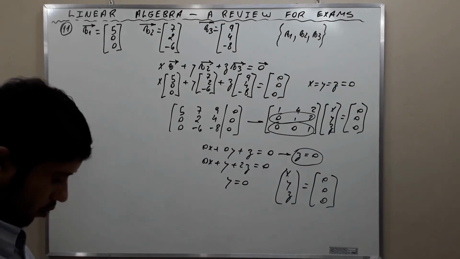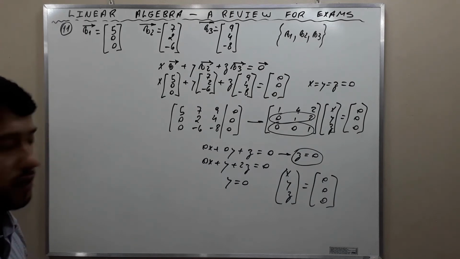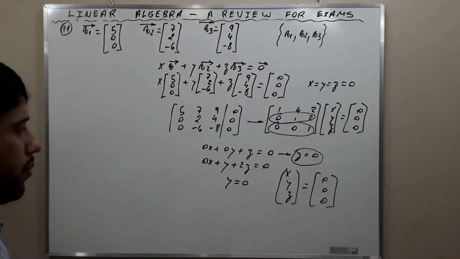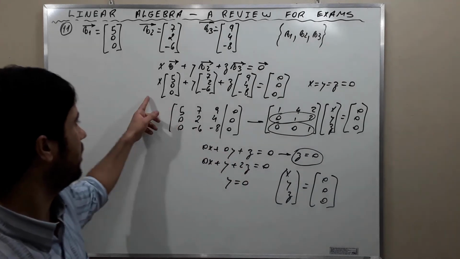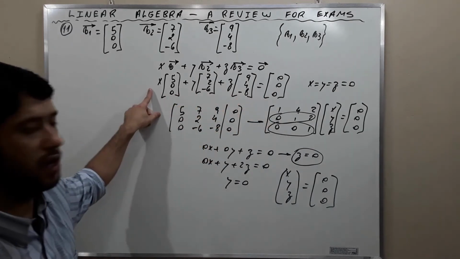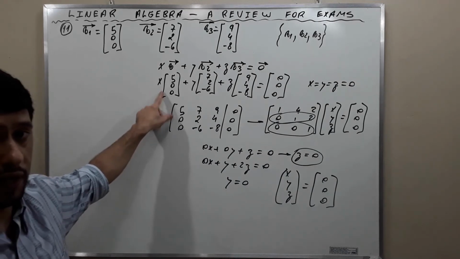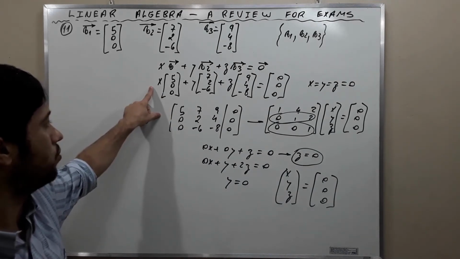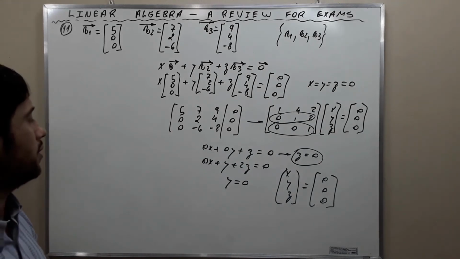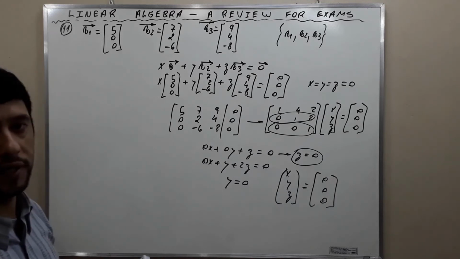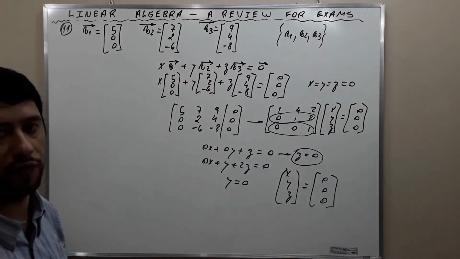And the conclusion that we have here from this is that indeed they are linearly independent. They will be linearly independent only when the trivial solution is the solution of this vector equation here. If there was a non-trivial solution, then we could confidently say that they are linearly dependent, okay? One of the vectors could be written as a linear combination of the others.